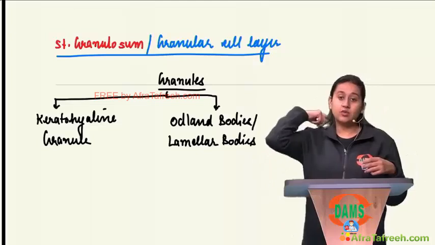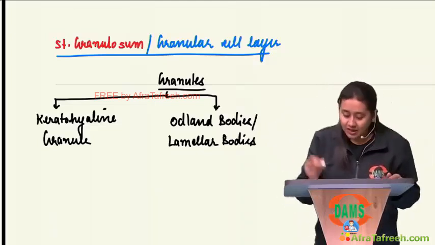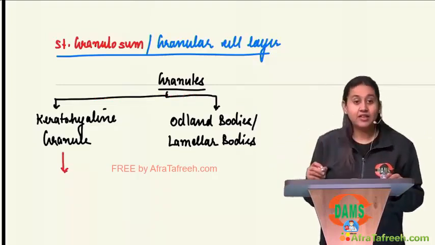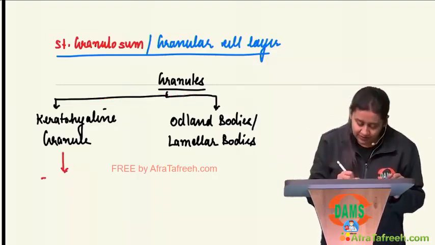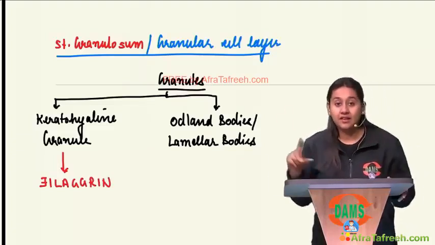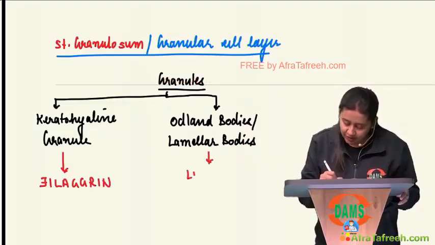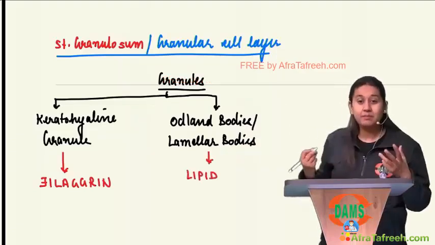They will ask you another question. The other question is, what is the content of each of these granules? So please remember, keratohyalin granule contains a protein which is known as filaggrin, while Ortland bodies or lamellar bodies contain lipid, not protein, it contains lipid.